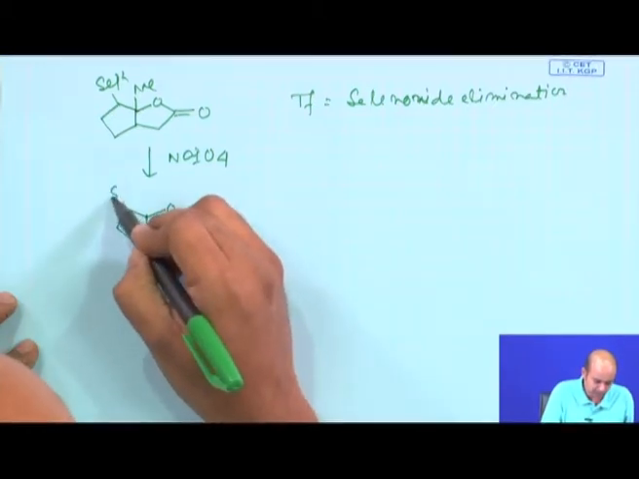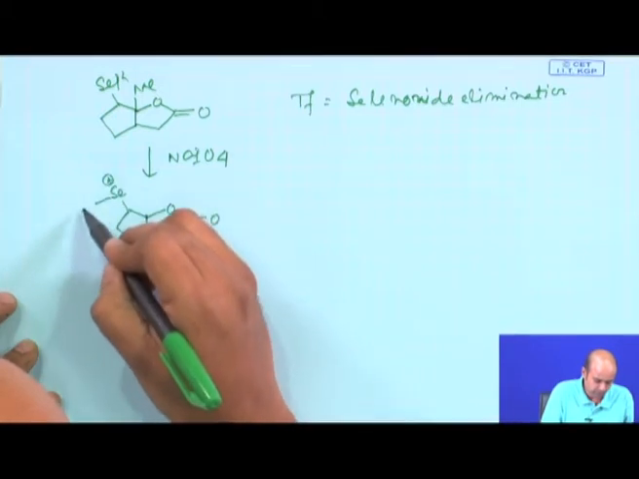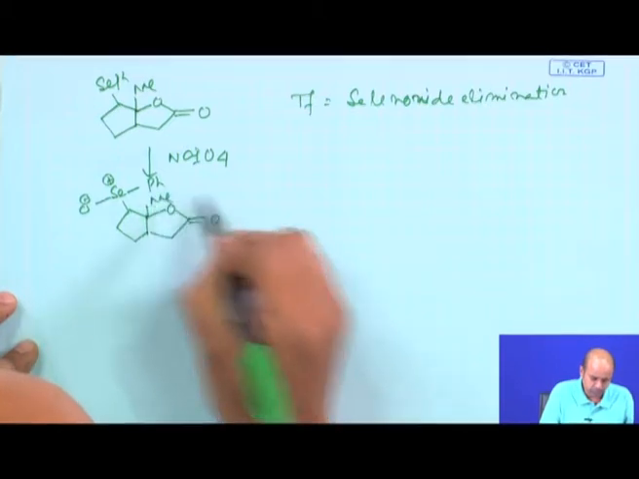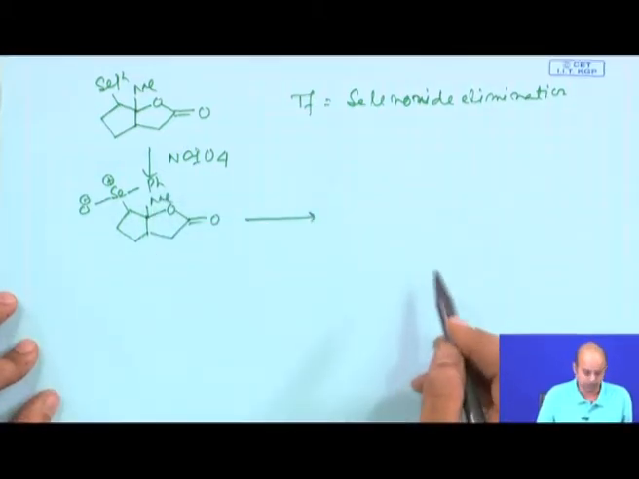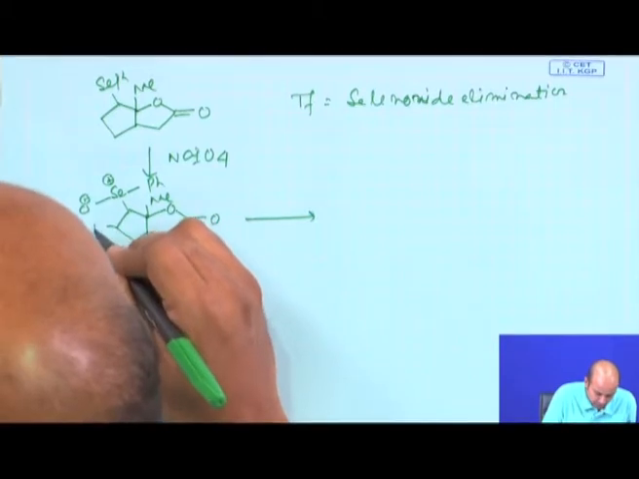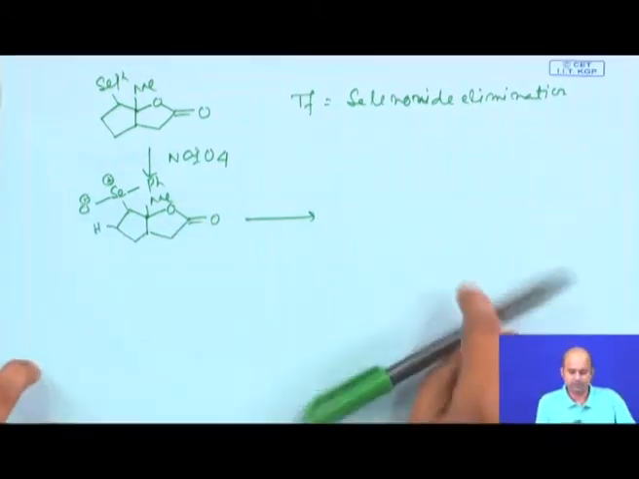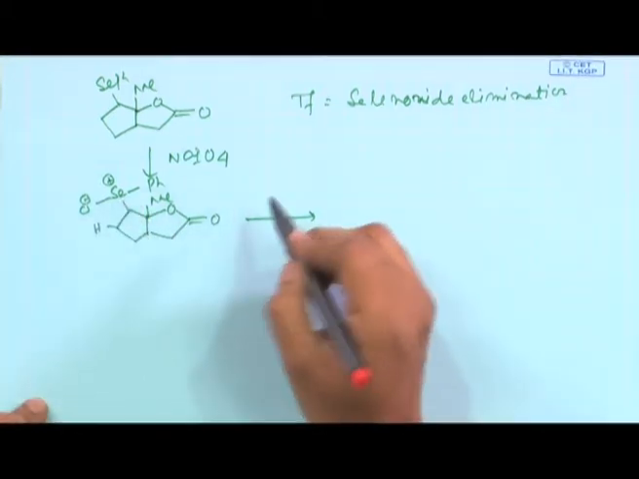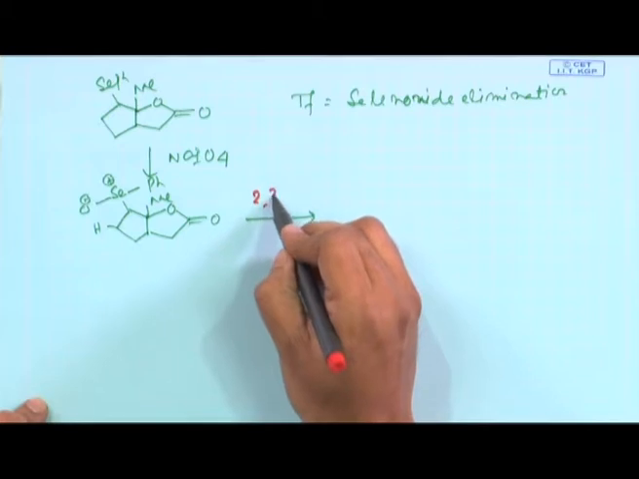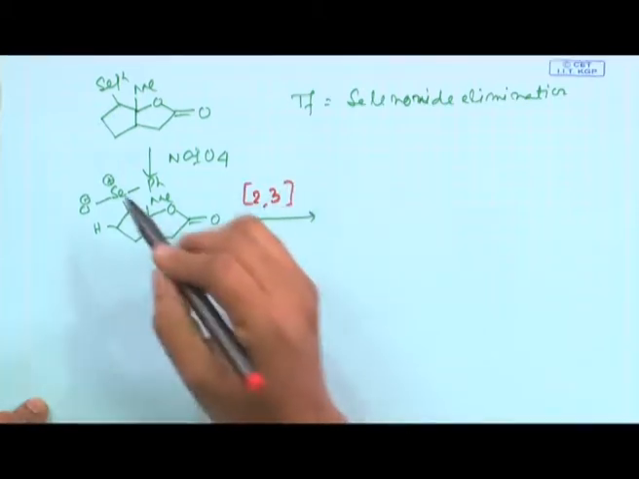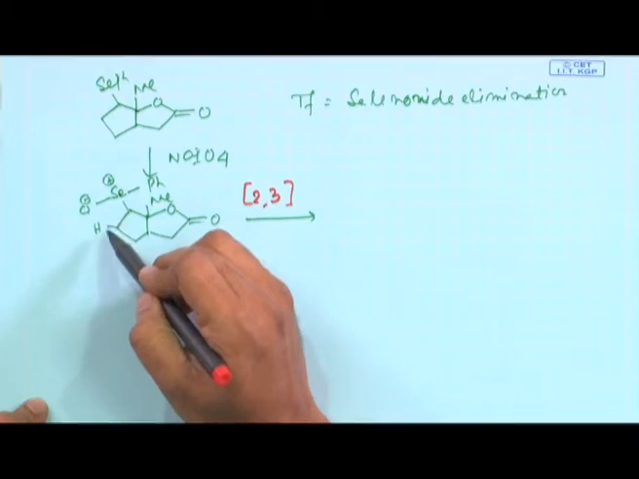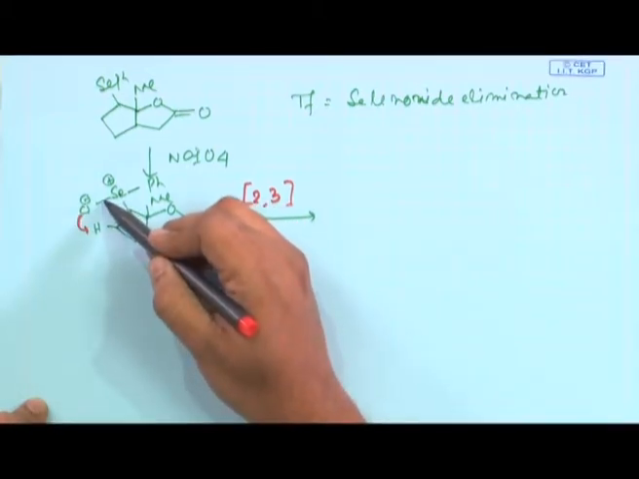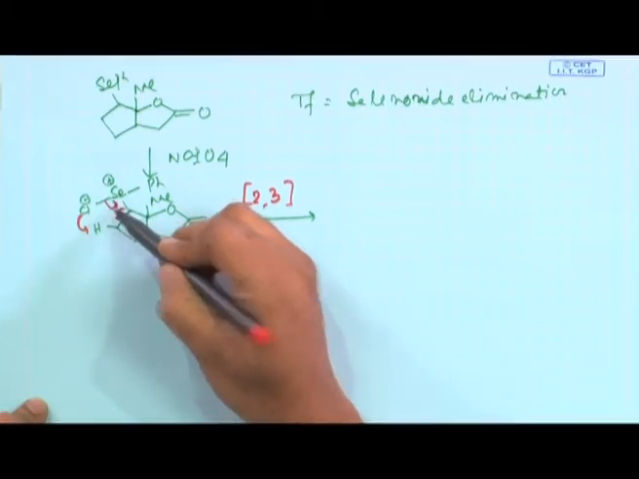To give you AcO minus and PhSeOH. Now, we need a 1,2 elimination to get the target molecule. The selenoxide will get a hydrogen in its close proximity, this hydrogen. This selenoxide syn elimination is basically a 2,3 sigmatropic rearrangement. It basically picks up this hydrogen and then these things take place.